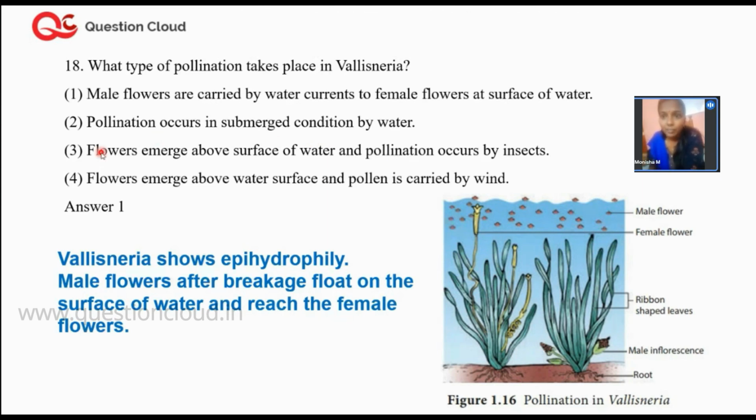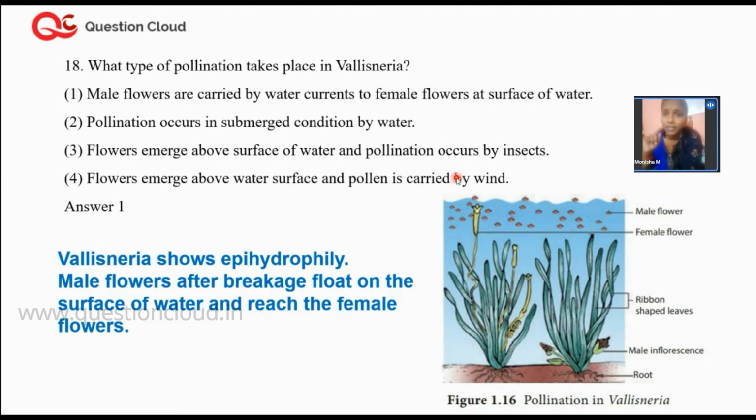You can easily eliminate option 3 and 4 because option 3 is by insect and option 4 is by wind. We know that it's a water living plant. Therefore, insect cannot merge inside water to create pollination. Therefore, that's also not possible. And even in case of wind, it is not possible because it's an aquatic. So you can easily eliminate option 3 and 4. Now you have to make a smart guess between option 1 or option 2.